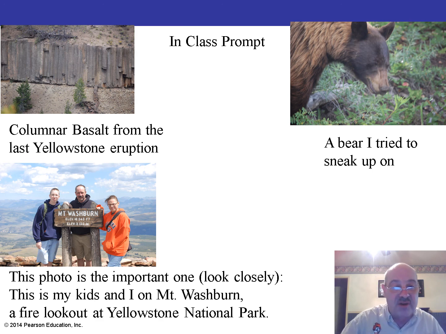This is the picture I want you to remember right here, okay, for your in-class prompt. This photo is an important one. Look closely. This is me and my kids on Mount Washburn. It's the fire lookout at Yellowstone National Park. So they got a fire lookout. It's kind of a historical thing now, but you can go up the side of the mountain. It ain't that tall. I think like 18,000 feet, something like that. Not that tall. You'll have to look to see how close it is right there. But anyway, we went up to the top of the mountain.